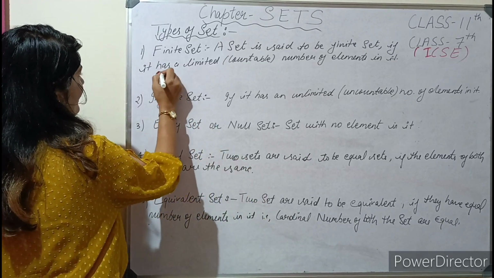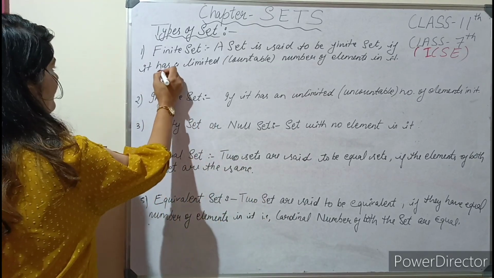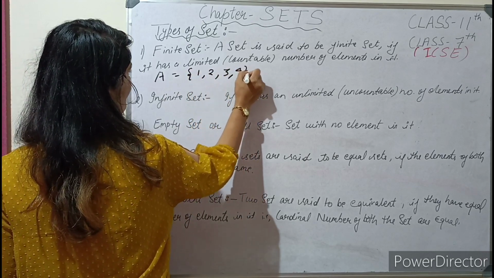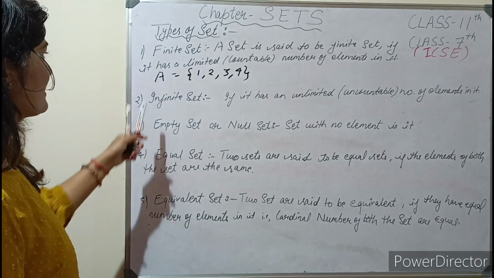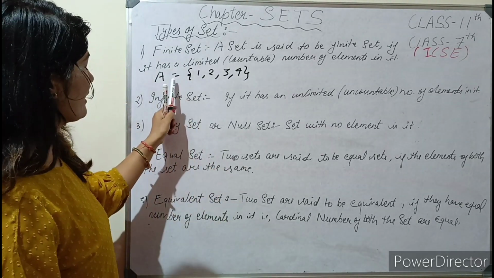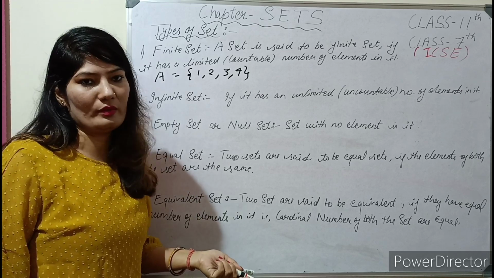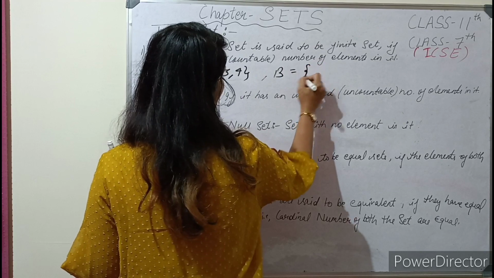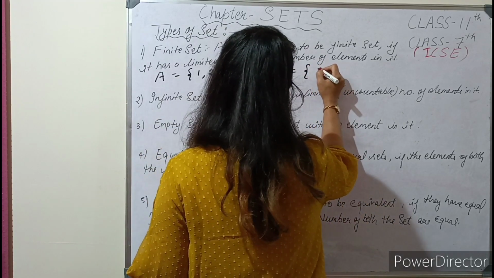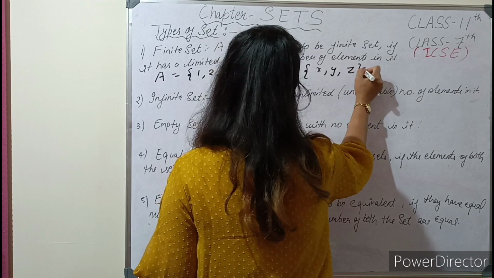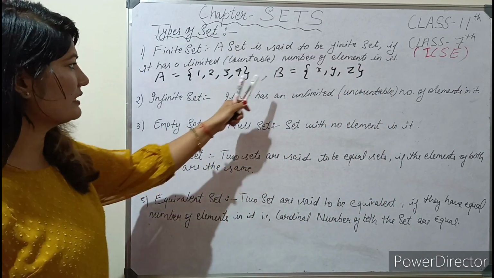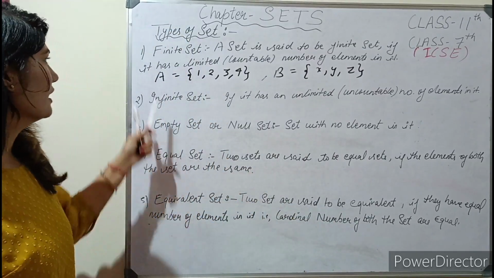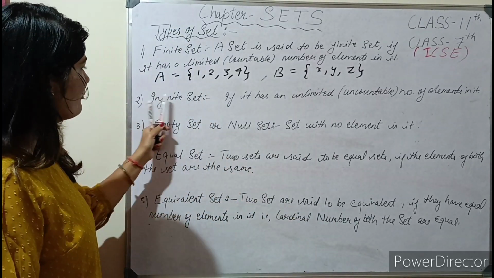For example, if I take a set A and here the elements are 1, 2, 3, 4. So here we can say that set A is a finite set because in this case the elements are easily countable. Now if I take one more example, suppose B is a set of elements X, Y, Z. So again we can say that B is the finite set because we can easily count the number of elements in it.